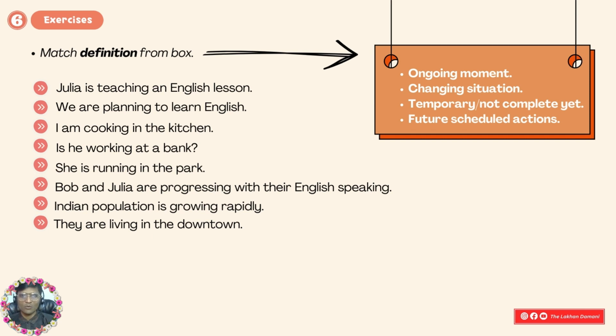Is he working at a bank? She is running in the park. Bob and Julia are progressing with English speaking. The Indian population is growing rapidly. They are living in the downtown.